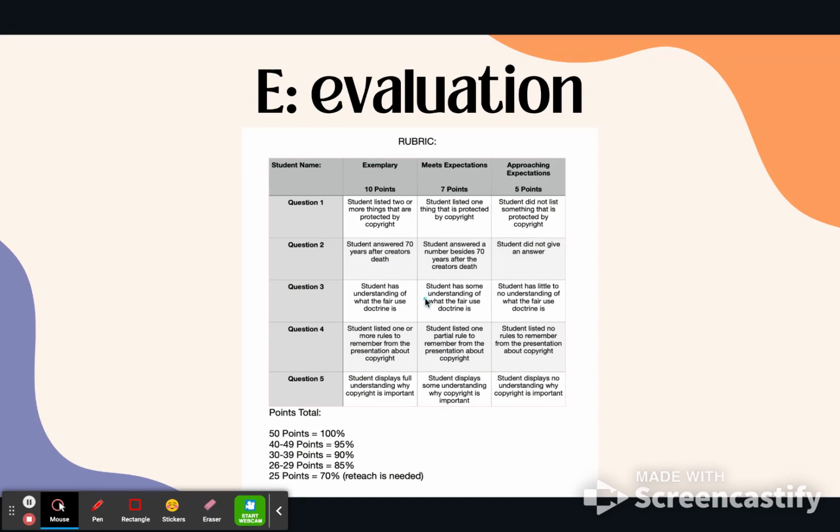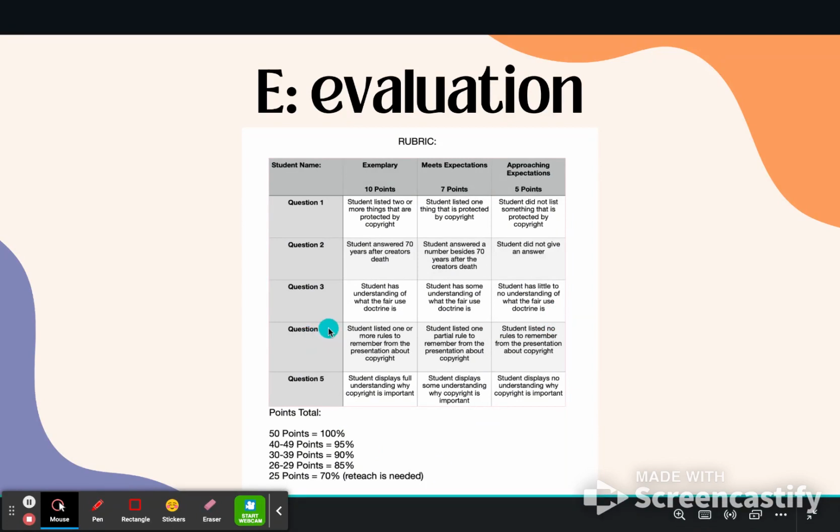Question 3, if they get all 10 points, the student has understanding of what the fair use doctrine is. If they're meeting expectations, the student has some understanding of what the doctrine is. And if they're approaching, it means they have little to no understanding of what the fair use doctrine is.